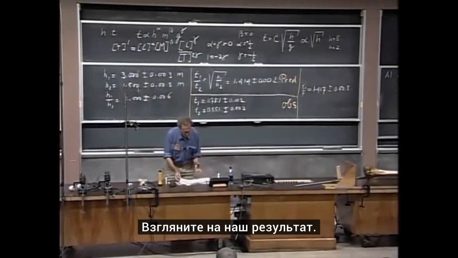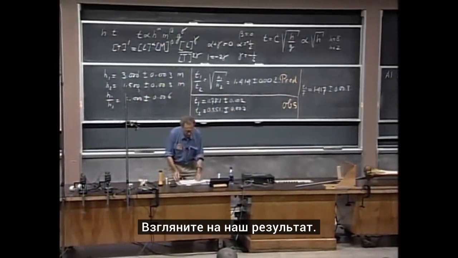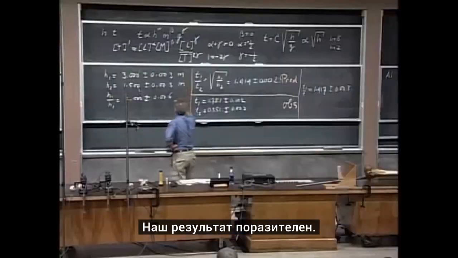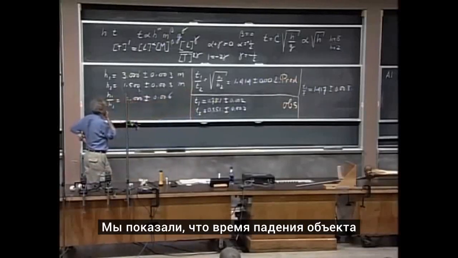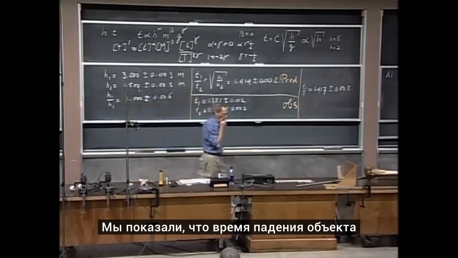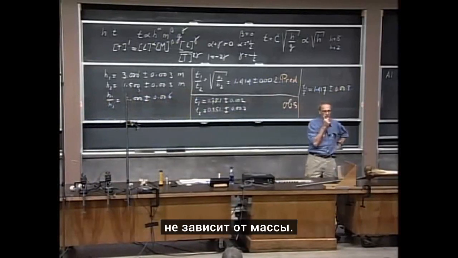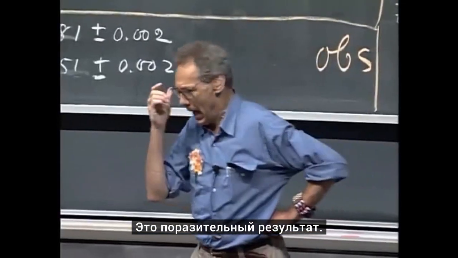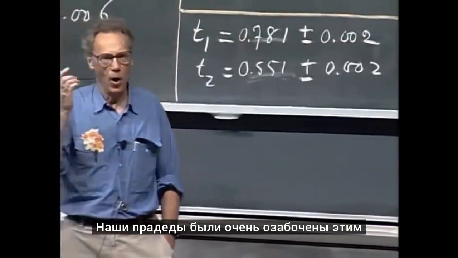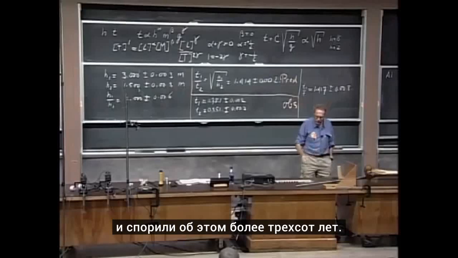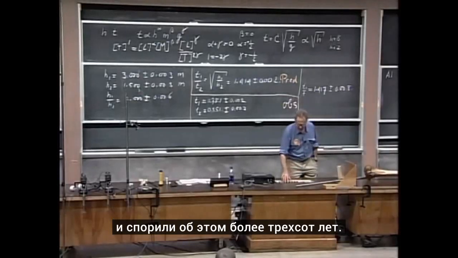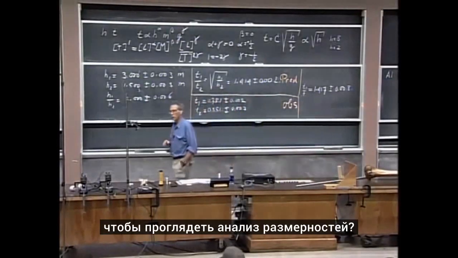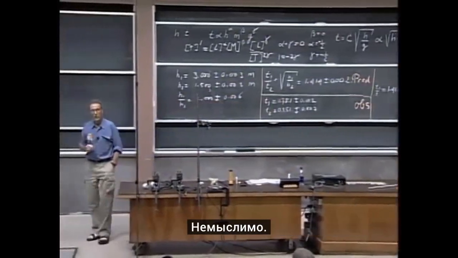Now, look at our results. We have here a result which is striking. We have demonstrated that the time that it takes for an object to fall is independent of its mass. That is an amazing accomplishment. Our great-grandfathers must have worried about this and argued about this for more than 300 years. Were they so dumb to overlook this simple dimensional analysis? Inconceivable.